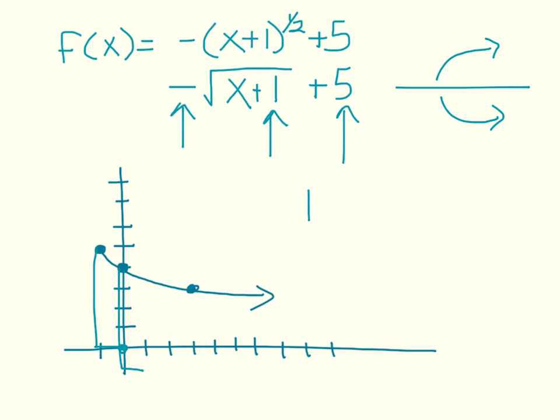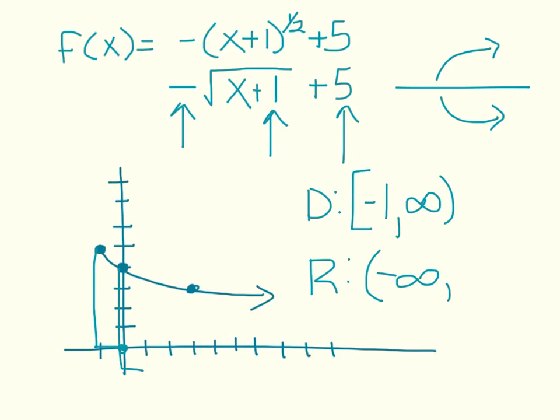Our domain, the x's start at negative 1 inclusive and go on infinitely, and our range, this time the lowest y value we have is negative infinity, and the highest y value we have is up here at 5 inclusive.